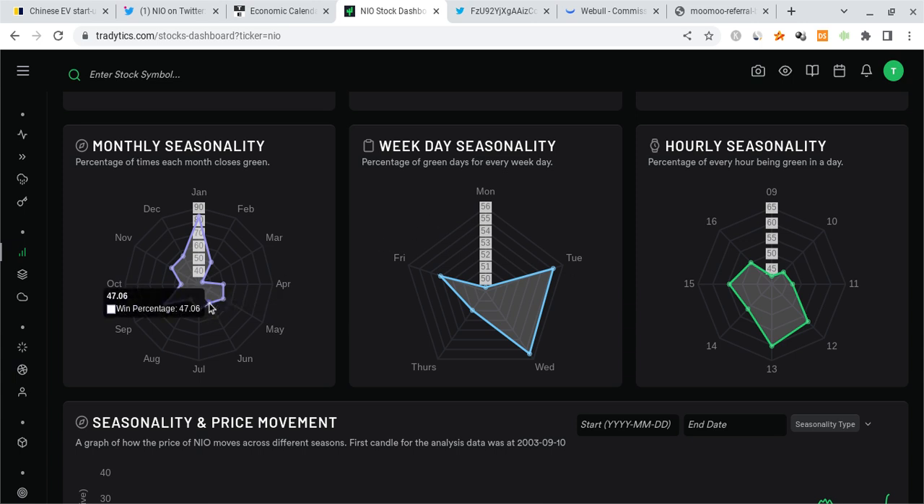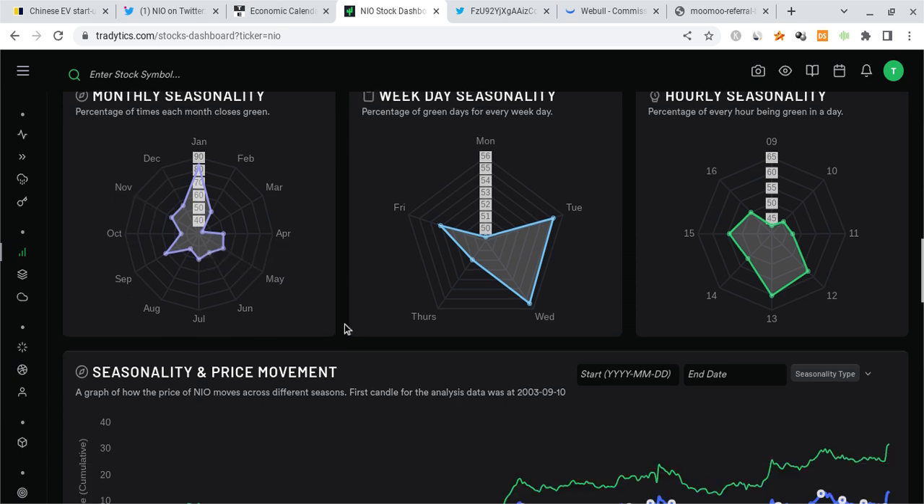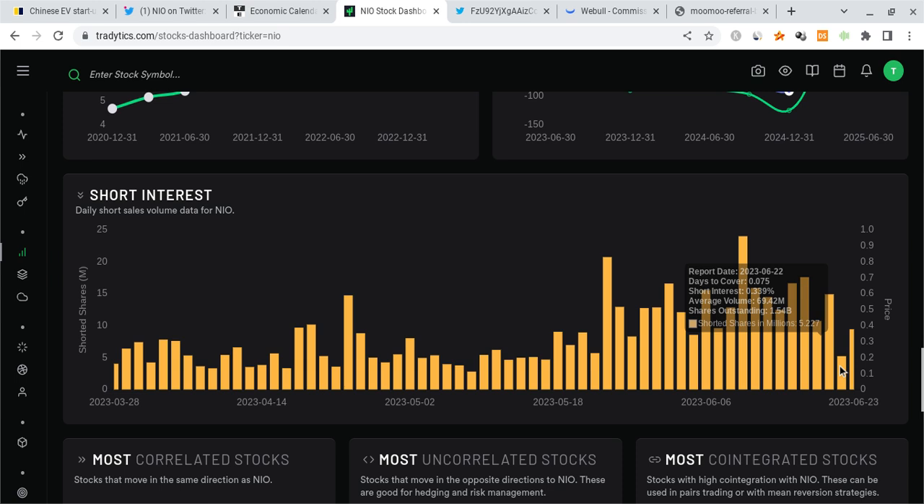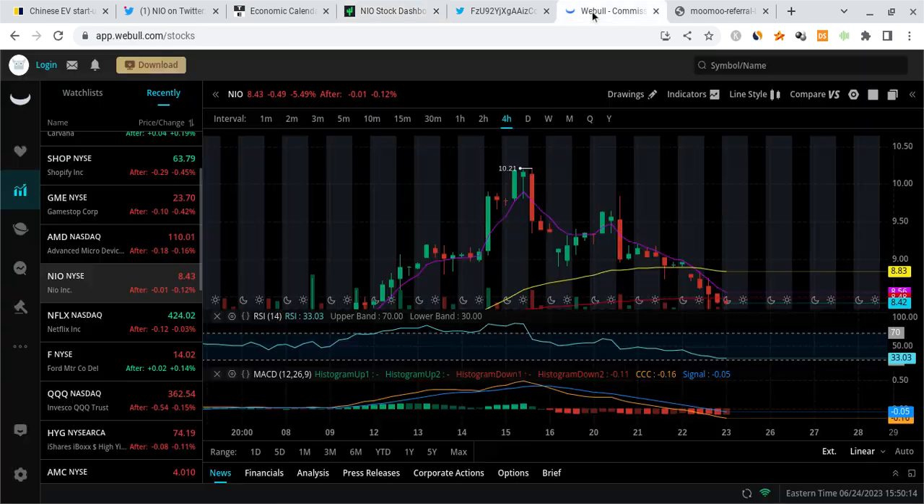June tends to be a weaker month for NIO. It's only green about 47% of the time, and I would say that NIO pumped for much of this month before slowing down at the end, and that's completely normal. But July tends to be a little bit better. NIO is green about 50% of the time historically in July, so we'll hope we get something better. And for the short interest, we saw a bit of a decline followed by one more pump to about 9 million NIO shares shorted. Nothing too significant right now.